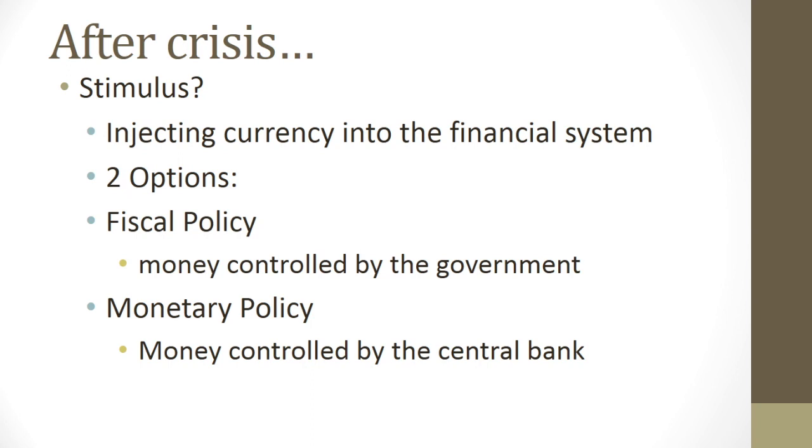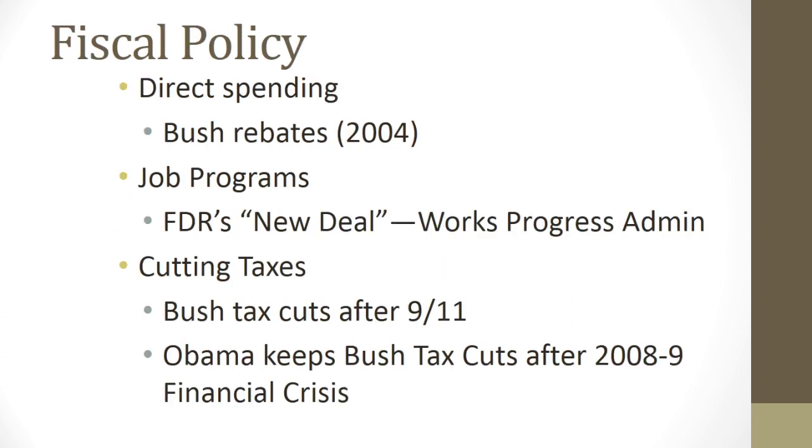So, after crisis, you have two options. You can go stimulus or austerity. But if you choose stimulus, you then have two more options, fiscal policy or monetary policy. So if we start with fiscal policy, we see that there are three things that you can do in fiscal policy. Number one, you could go direct spending.